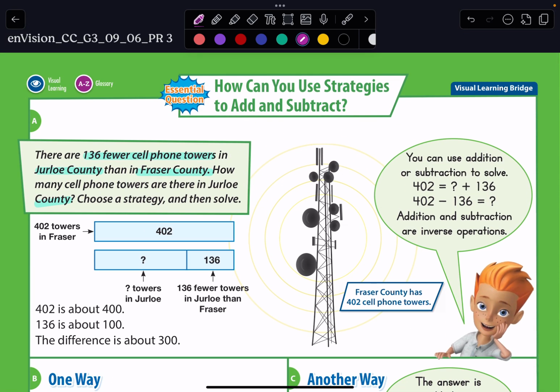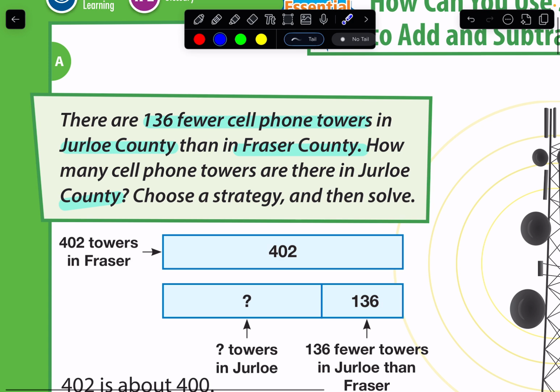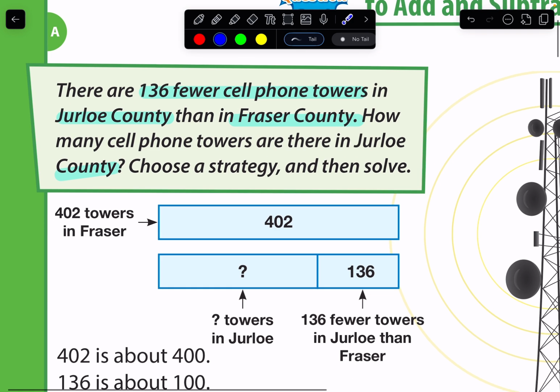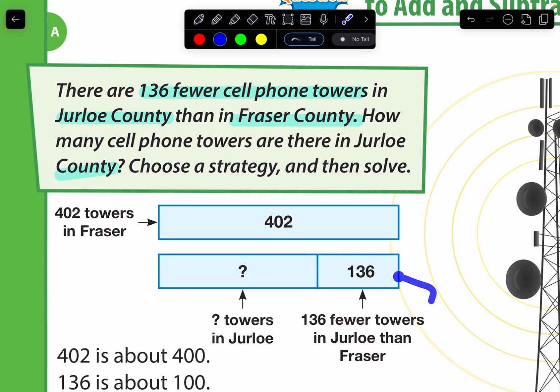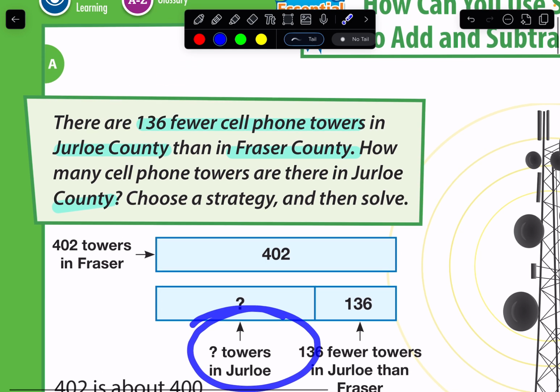Our topic here is how can you use strategies to add and subtract? This is going to be building onto what we've been learning about in the past few days. Let's start here and look at the information we have. First, it says 402 towers in Fraser, 136 fewer towers in Jerlo than in Fraser, and blank in towers in Jerlo.